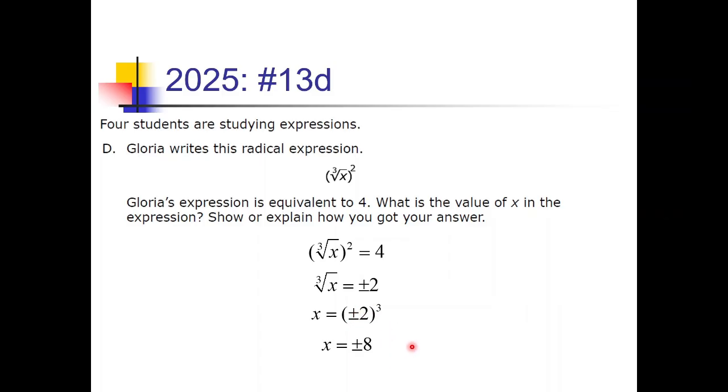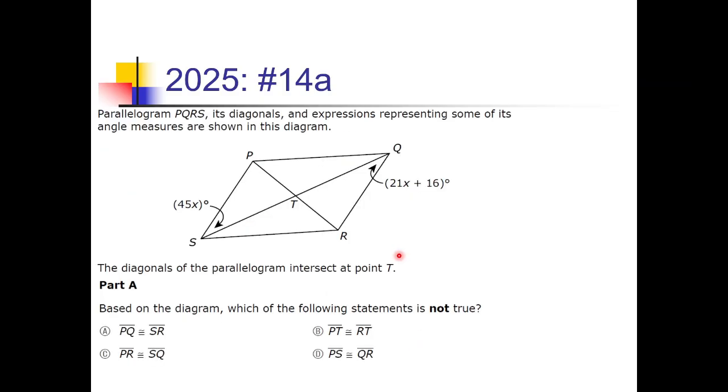For this next problem, we have this parallelogram, PQRS, and some diagonals, and we also have some expressions representing the measures of certain angles here. So for part A, they want to know which of the following statements is not true.